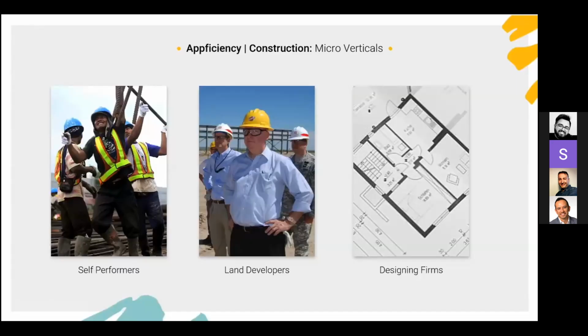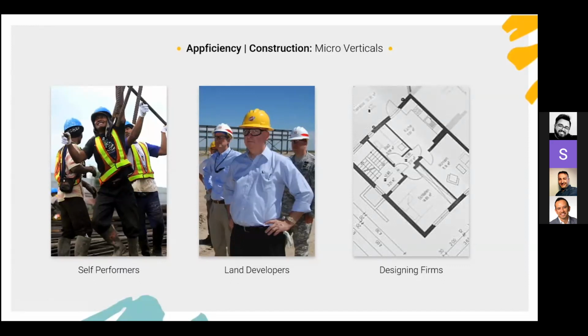Absolutely. So typically, we have more than 10 different types of construction businesses and verticals. Today, we're going to focus on 3 of them and specify their needs, who they are, and what we can do for them: self-performers, land developers, and designing firms.